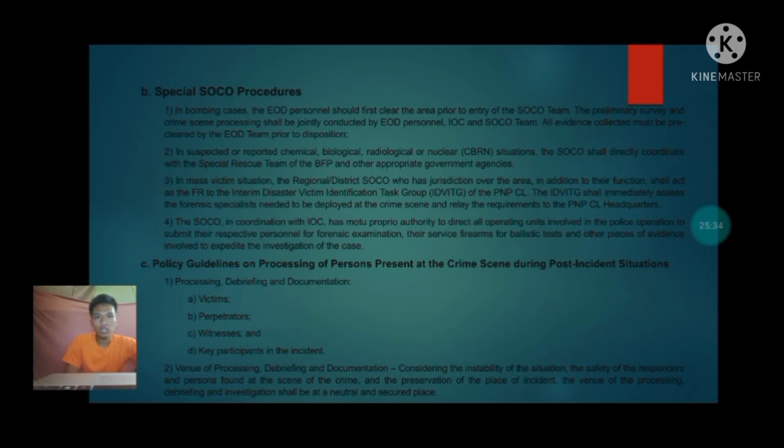Letter C is the police guidelines on processing of persons present at the crime scene during post-incident situations. Number one is the processing, debriefing, and documentation of the following: victims, perpetrators, witnesses, and key participants in the incident. Number two is the venue of processing, debriefing, and documentation. Considering the instability of the situation, the safety of the responders, and the persons found at the scene of the crime, and the preservation of the place of incident, the venue of processing.